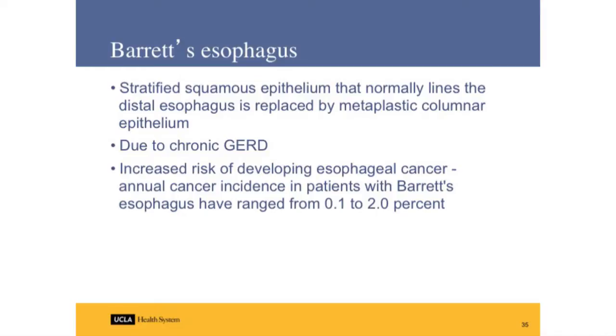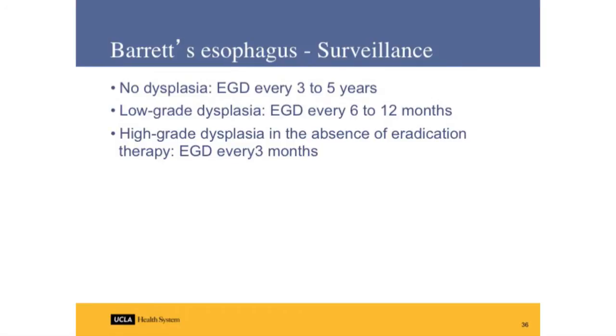These patients have an increased risk of developing esophageal cancer. It's small, ranging from 0.1% to 2%, various studies have quoted, but they are at increased risk. Once a patient has been diagnosed as having Barrett's esophagus, it's recommended to do the EGD, or upper endoscopy, every 3 to 5 years in those patients, just to monitor the Barrett's, make sure it's not turning into cancer, and taking biopsies.